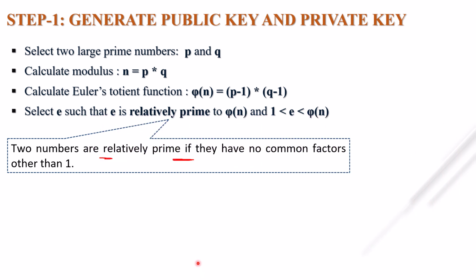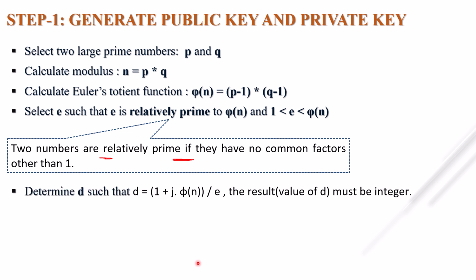Okay, now next, determine D such that D is equal to 1 plus j into the totient function of n. By computing these 4 steps, from the third step onwards we are able to get the value of the totient function of n, and also in the previous step we get the value of E. Okay, but what about j? J will start from 0, 1, 2, 3, 4.